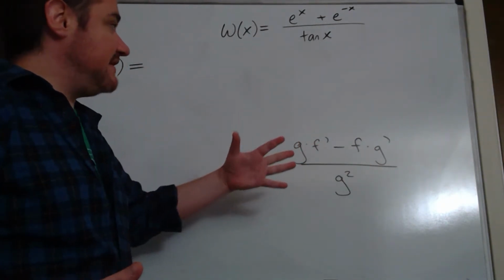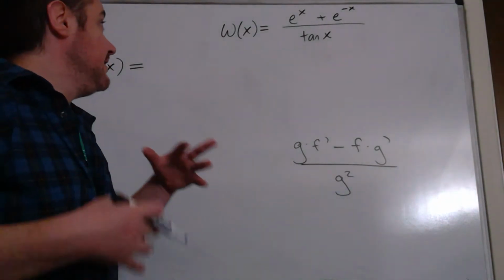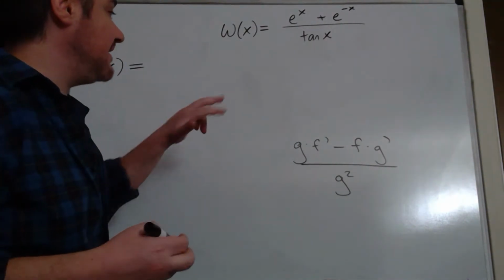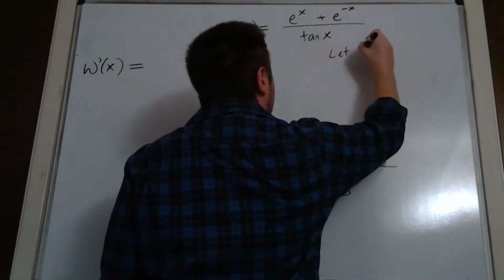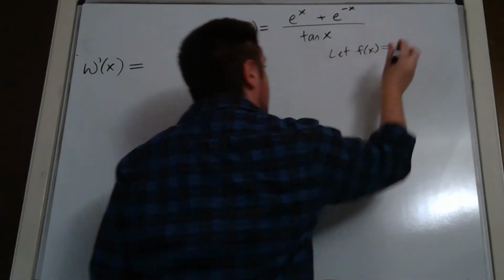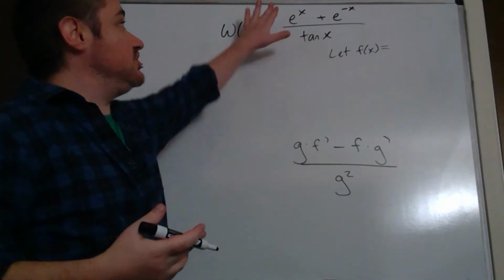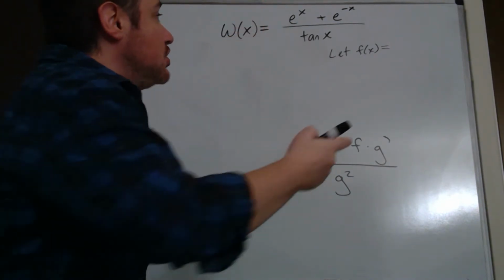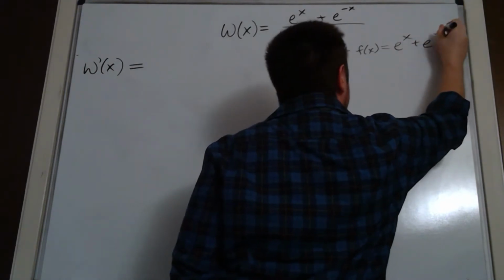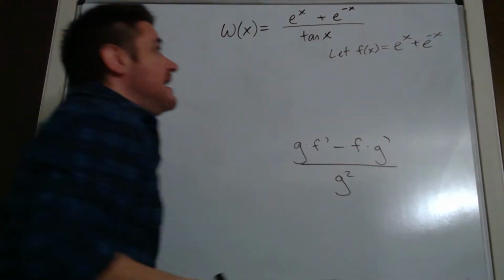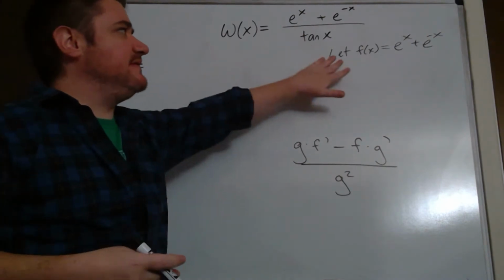So I might want to set some stuff up, find the derivatives probably for this one. So let me set it up like that. So here I'm going to say let f of x equal our top. With quotient rule, if you're using the f and g, f is always the top, g is always the bottom. So let f of x equal e to the x plus e to the negative x. All right, and before I do g, let me take the derivative of that right now.